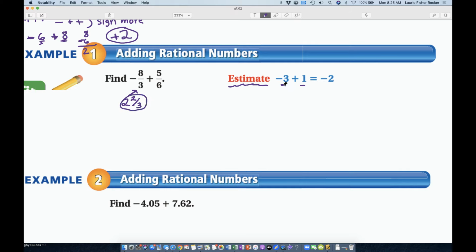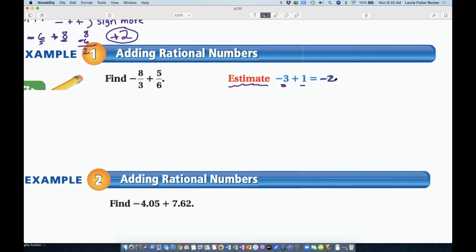So we estimate and say it's -3, and then 5/6 is almost 1, so we estimate that as 1. So what that's saying is I've got -3 plus 1. We should be in our answer close to the ballpark of -2. It's good to estimate, to take that step back and say, what should our answer be close to? All right, so now we do this.